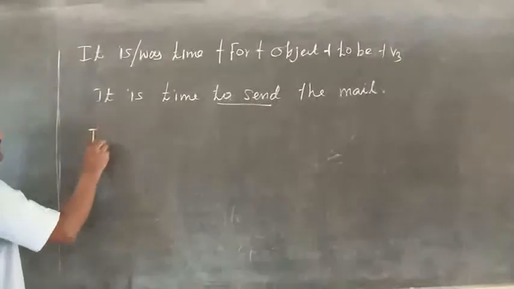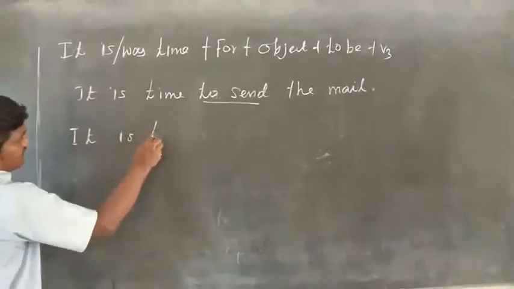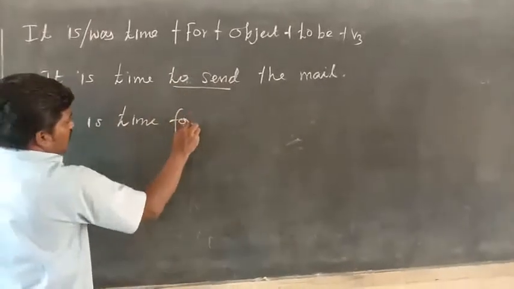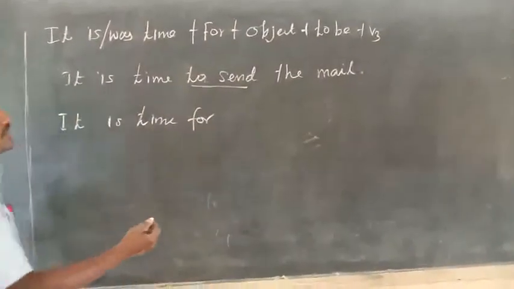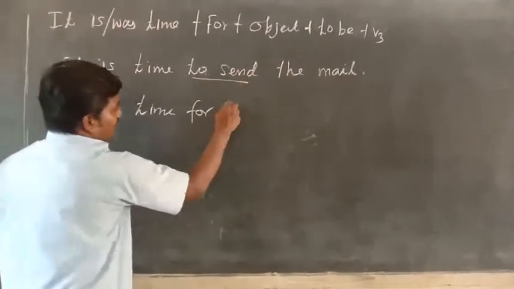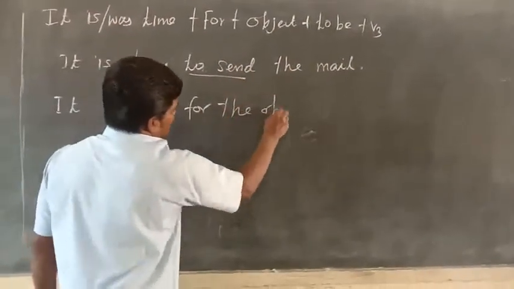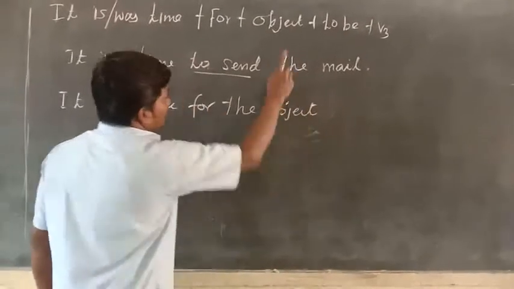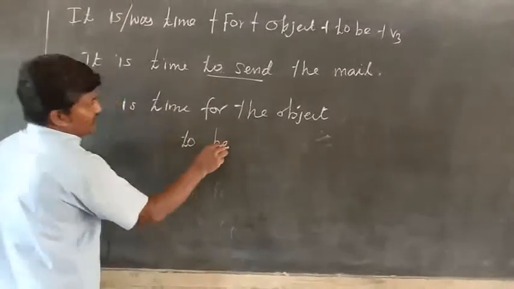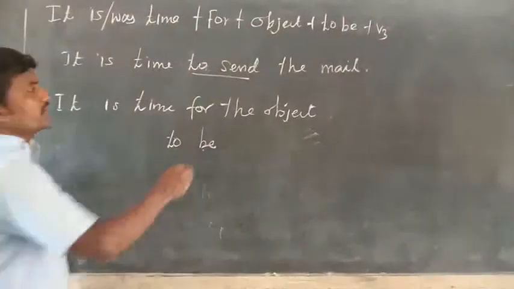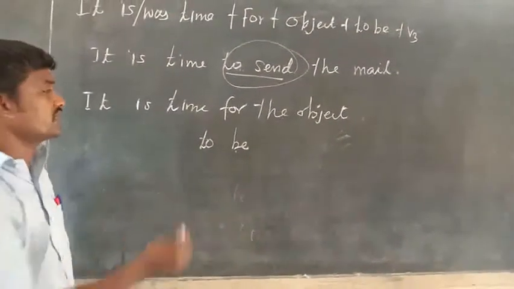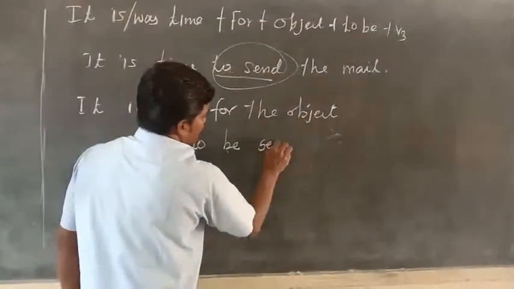How to change? It is time. After that we have to use for. It's time for what next? What is the object here? The mail. It's time for the object, to be. What to do next? From the infinitive we have to add be. Then what's the main verb here? It is the infinitive verb. We should convert it into passive voice. It means to be sent.